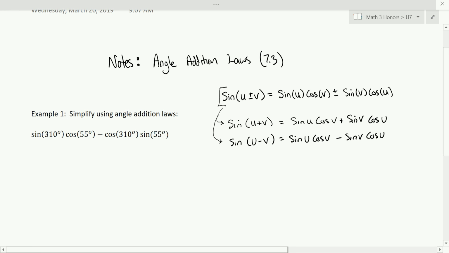So our first example here, I want us to simplify using these angle addition laws, and we have the sine of 310 times the cosine of 55 minus the cosine of 310 times the sine of 55. You can think of 310 as your u and 55 as the v. Then you look at your formula sheet and ask which one this applies to. Is this equal to the sine, the cosine, or the tangent? And once you find it, is it the sum or the difference? So look at your formula sheets and see which one you would use.